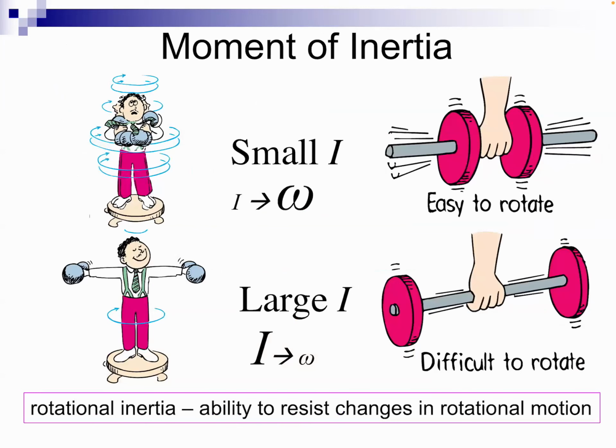So moment of inertia resists rotational motion. It then follows that if you have a small moment of inertia, it's easier to rotate this object. And so a small moment of inertia can give you a larger angular velocity, whereas a larger moment of inertia gives you a small angular velocity.